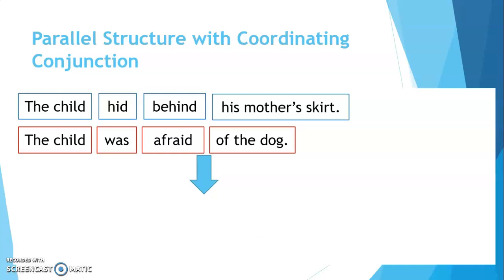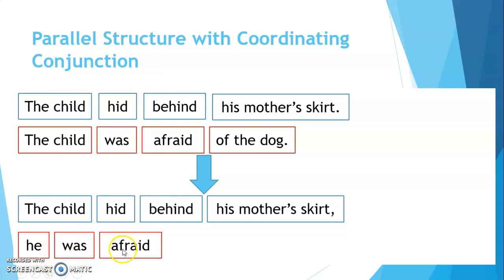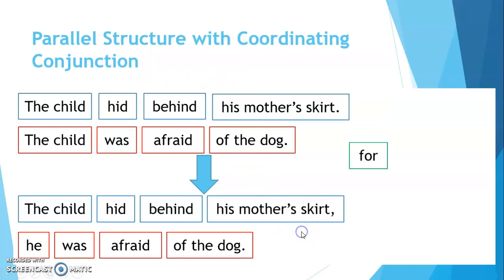Okay, next one. The child hid behind his mother's skirt. The child was afraid of the dog. We can use he to replace the child. He was afraid of the dog. So how should we combine these 2 sentences? They have no similar parts. For. The child hid behind his mother's skirt, for he was afraid of the dog.